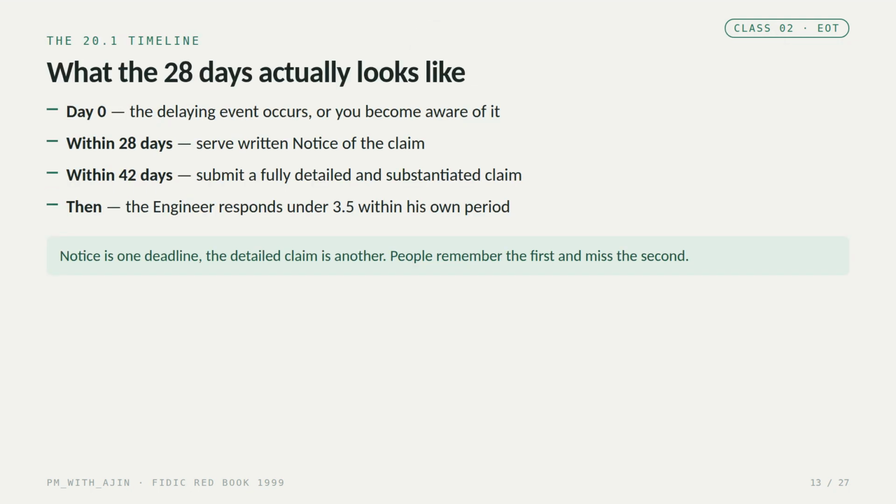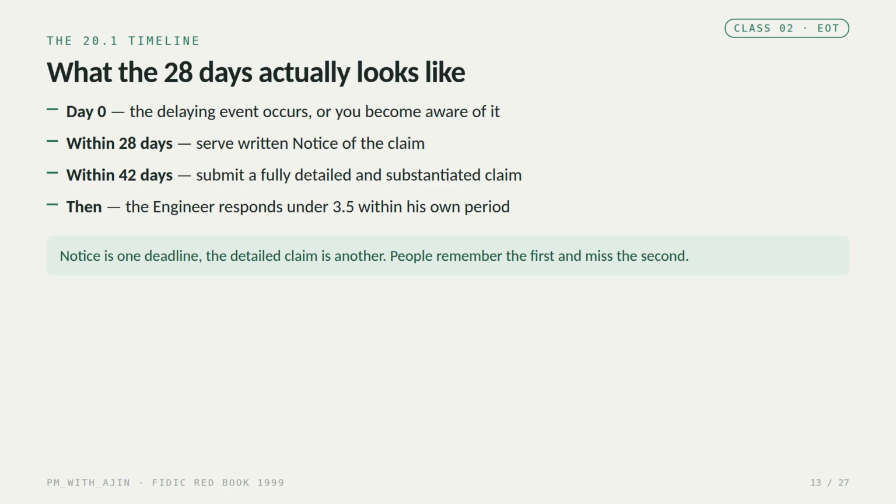Let's break the timeline down, because there are actually 2 deadlines here, not one. Day 0, the event occurs or you become aware of it. Within 28 days, you serve your written notice of claim. Then within 42 days, you submit the fully detailed and substantiated claim. And after that, the engineer responds under 3.5.